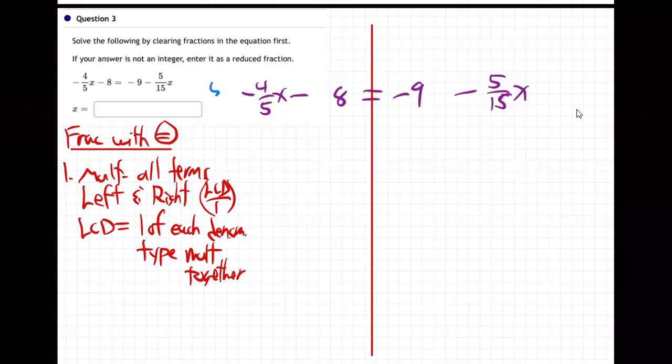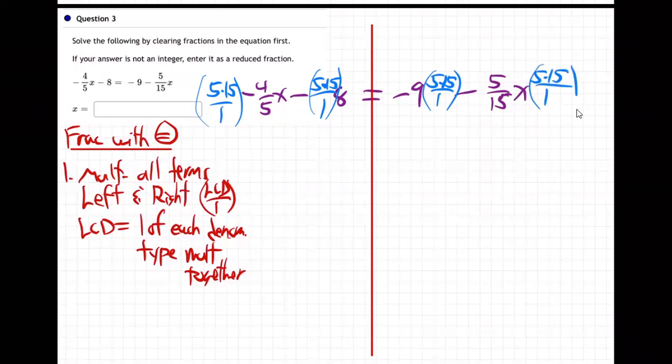So I'm going to go 5 times 15 over 1. Same thing here. 5 times 15. It looks like it's not a decimal. It's 5 times 15 over 1. Same thing here. 5 times 15 over 1. And then the same thing here. 5 times 15 over 1. Does that make sense? I multiplied all 4 terms. You got to do equal treatment, right? All the terms on the left, all the terms on the right, they all get the same thing, 5 times 15 over 1.